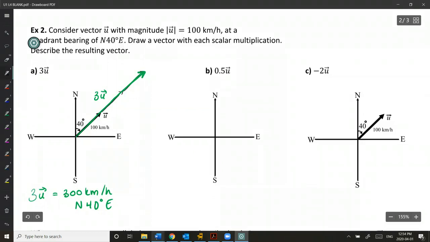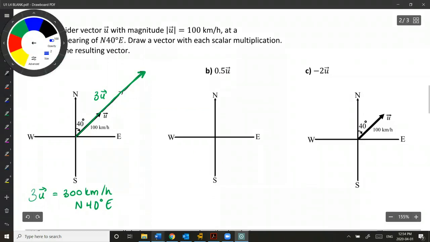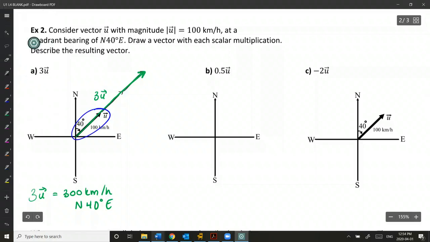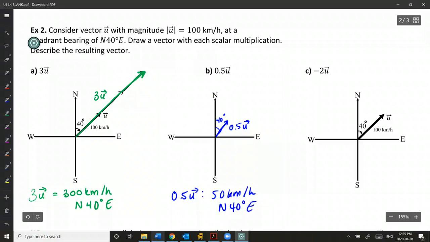And the direction will remain intact, so north 40 degrees east. Okay, for our second one, I didn't want to draw the scale of this one on here, but we're just going to use our picture from over here to get something half the length of u. So 0.5u, we want it to maintain the direction there, but draw it half its length. So about this. Okay, so if we've halved the magnitude, this now means that we are going 50 kilometers per hour, and the direction remains the same, north 40 degrees east.